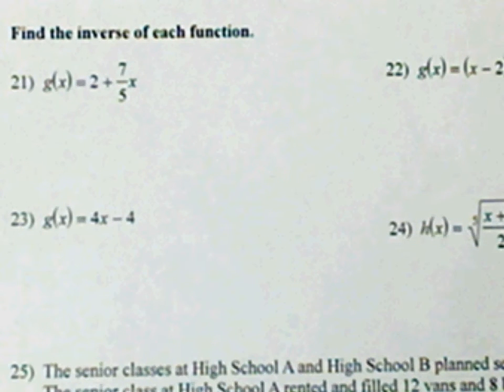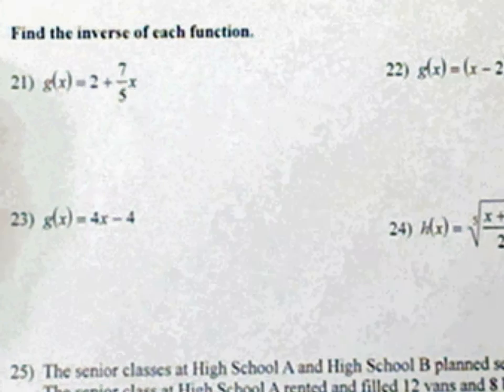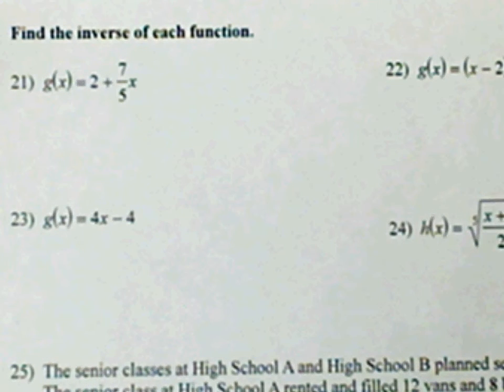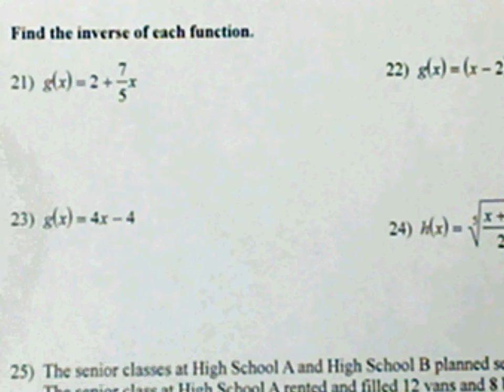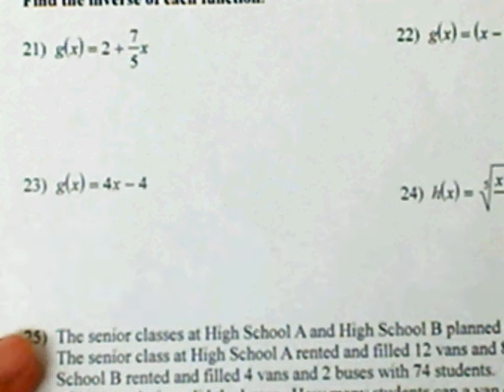Semester Test Review, page 4, number 21 through 30. For 21 through 24, we are going to find the inverse of each function. Inverse is where you switch your x and your y, solve for your y, and add the -1 at the end to show that you have an inverse. Let's look at number 21.